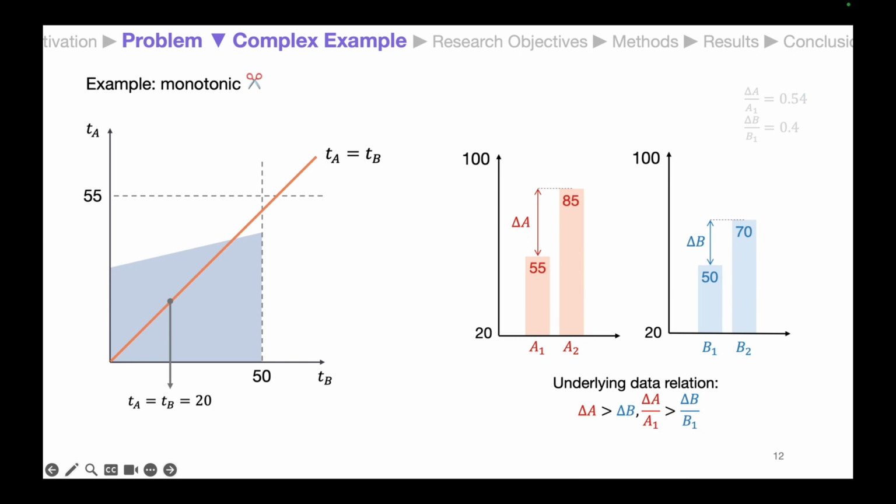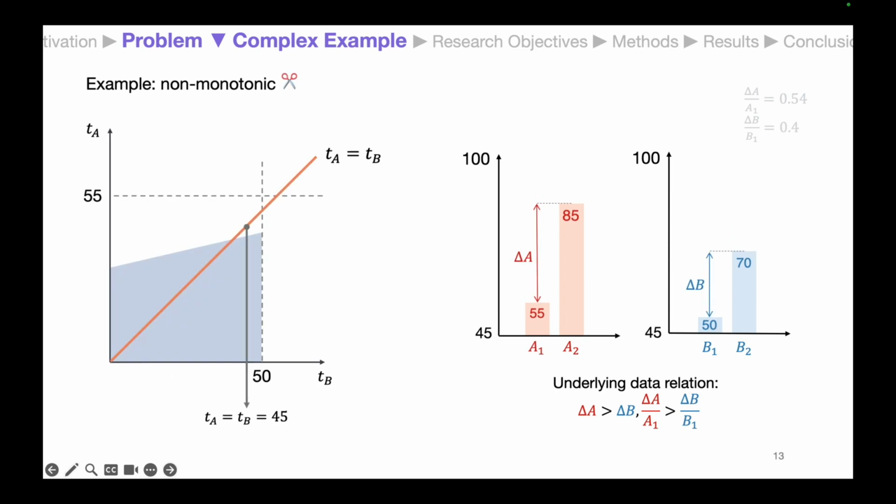Now, here's an example of a monotonic truncation where we start the y-axis at 20. In the truncated graph, it does seem that delta A is bigger than delta B, and delta A divided by A1 is bigger than delta B divided by B1. Now here is an example of a non-monotonic truncation when we start the y-axis at 45. In the truncated graph, it seems that delta A is bigger than delta B, but the relationship between delta A divided by A1 and delta B divided by B1 seems to be reversed.